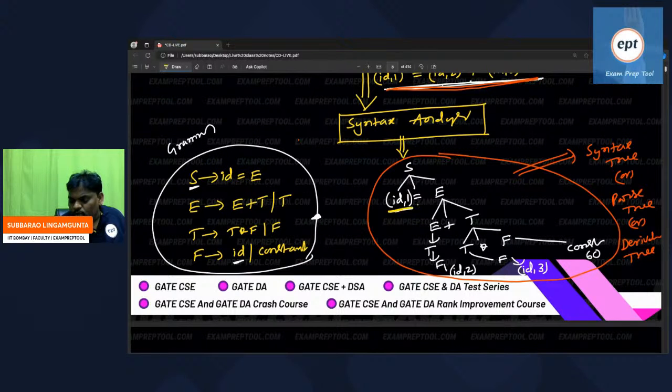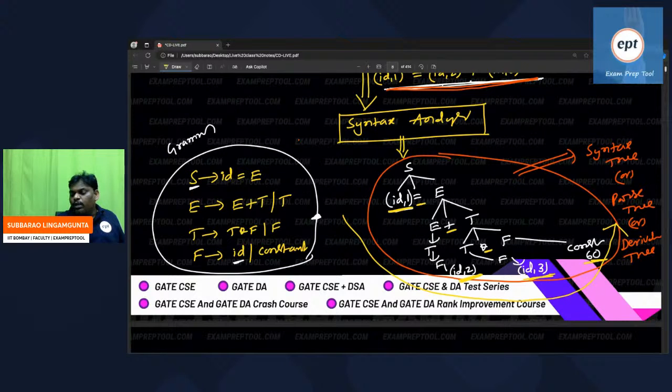ID1 equal to ID2 plus ID3 star 60. Just read all leaf nodes from left to right.